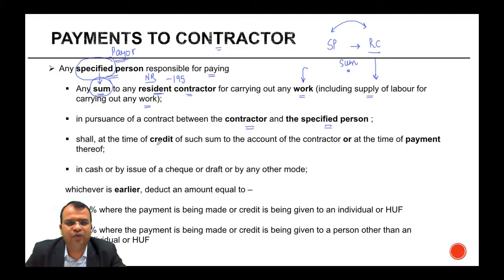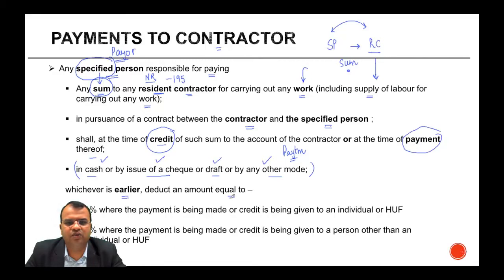Shall, at the time of credit of such sum to the account of the contractor or at the time of payment thereof. This we have already discussed in the last slide. In cash or by issue of cheque or draft or any other mode. So if you make the payment, that can be either by way of cash, by issue of cheque, by draft or any other mode. It doesn't matter which mode is being used. So if you are making the payment through, let's say, Paytm, even that is something which will be covered. Whichever is earlier means if the credit is earlier, you deduct at the time of credit. If payment is earlier, you deduct at the time of payment.